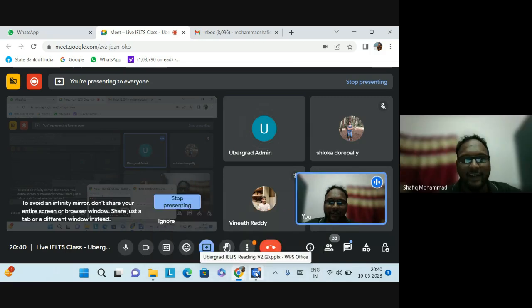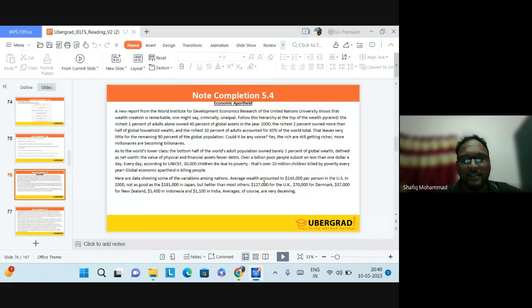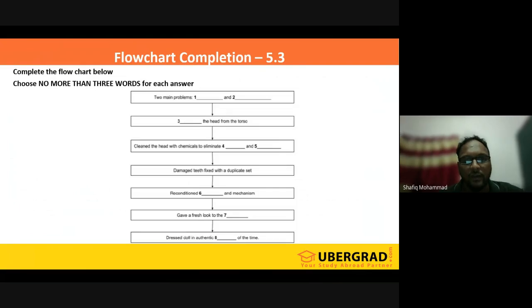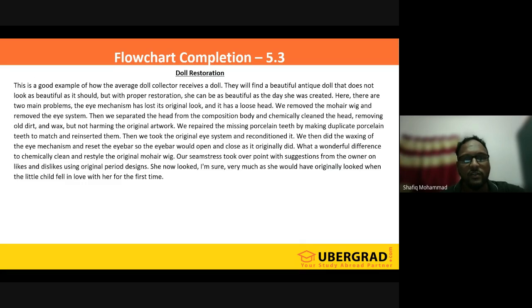Okay, one second. Dress doll is authentic dash of the time, right? That is what the question is. So if you go to the passage, from here you can start reading. What a wonderful difference to chemically clean and restyle the original mohair wig. So we got the previous answer, and then after that, the last answer.